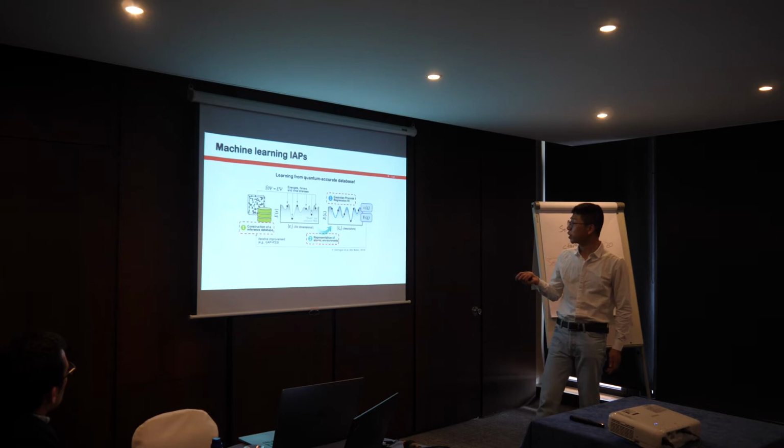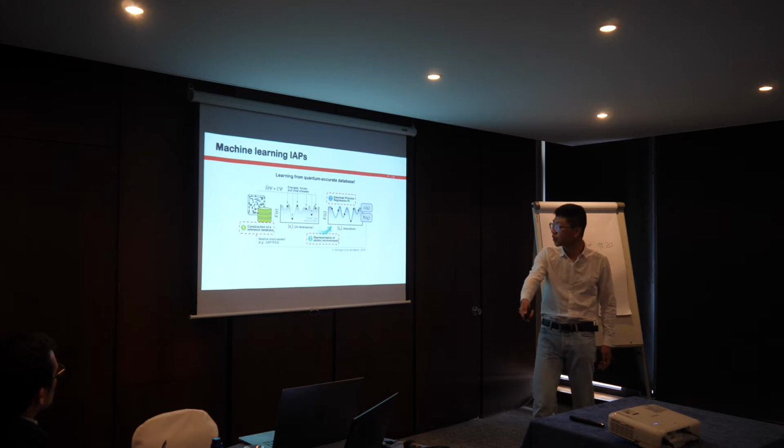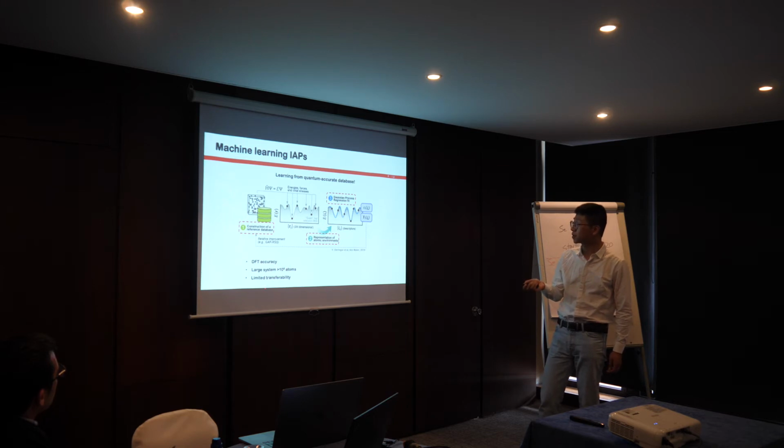Once we can represent the local atomic environment, we can correspond it to the energy of this atom. When we have X as the atomic environment and Y as the energy, we can predict the energy of the structure, and then calculate the force and all related properties. So with this machine learning potential, we can reach near DFT accuracy. It can also handle large systems of up to millions of atoms, but the limitation is limited transferability, which can be solved by adding more relevant data.